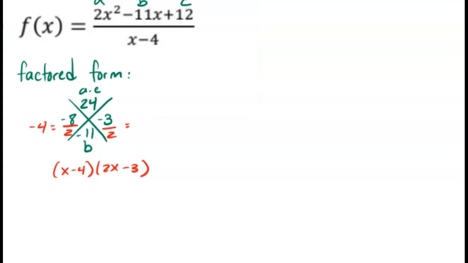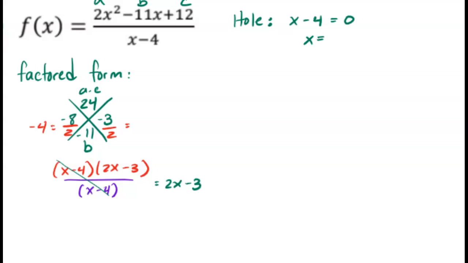Now what do you notice about our factored form? We have like values between the numerator and denominator. We can cancel them. Now what does canceling do? It creates a hole. So now let's finish finding that removable discontinuity. What is the x value of our hole? We take the factor we canceled out, x minus 4, and set it equal to 0, meaning our x value is 4.